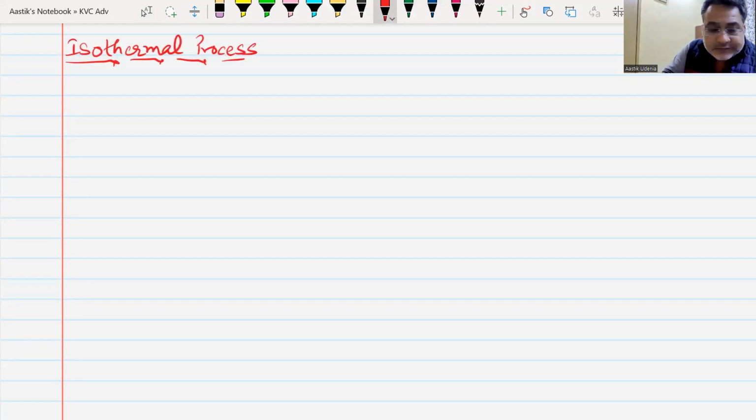Isothermal process. Now, listen to me carefully. What are the conditions that are required for a process to become isothermal? Temperature should be constant. How can I make the temperature constant? Because sometimes it will not be directly told to you that the process is isothermal. It will not be directly told to you.